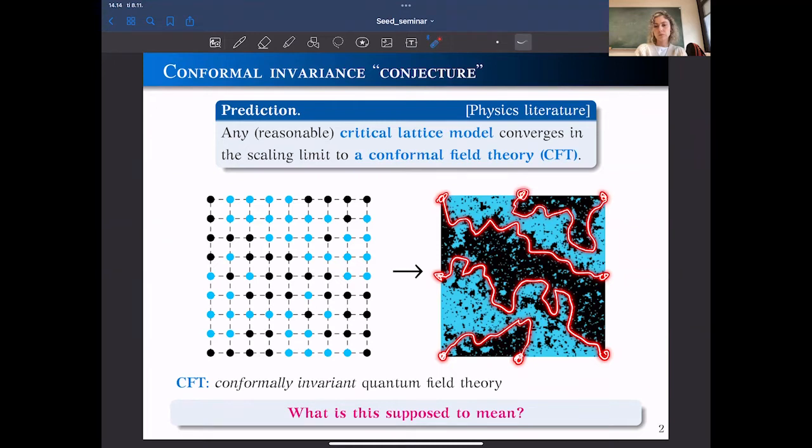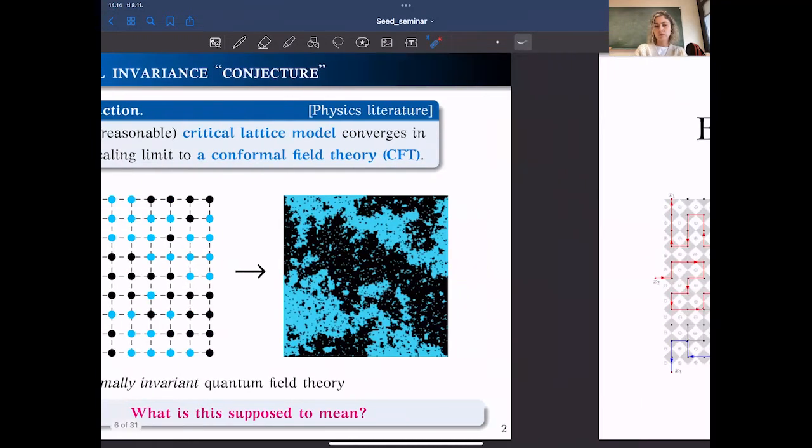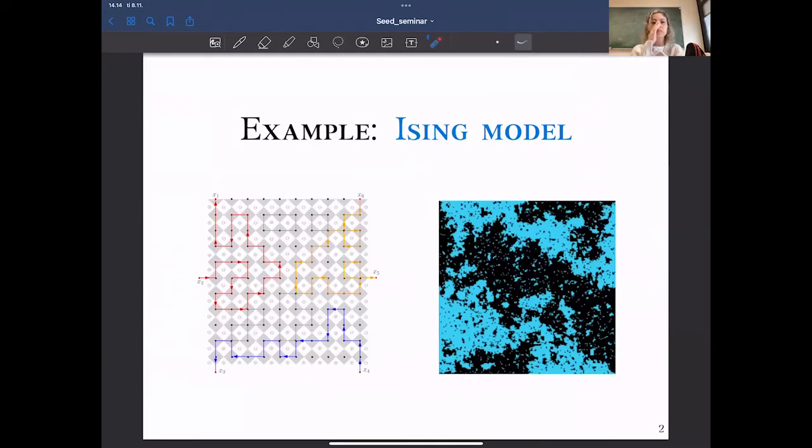If I take my delta times delta lattice, these curves will somehow survive and I can study their limit, for example. So that's the approach I'm taking. And let me give a quick example, if you're familiar with the Ising model, for concreteness.